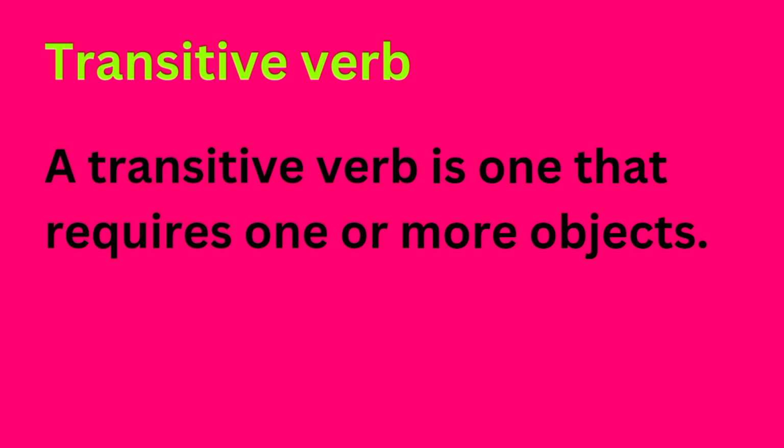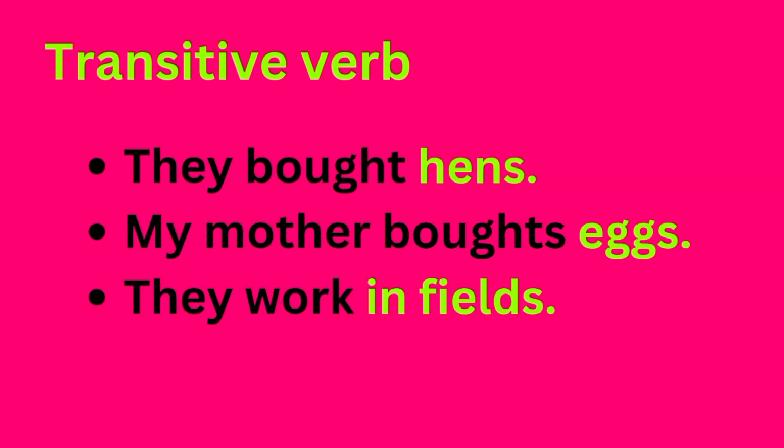Transitive verb. A transitive verb is one that requires one or more objects. For example, they bought hens. My mother bought eggs. They work in fields. In these sentences, hens, eggs, and fields are objects. These sentences need objects to convey their message meaningfully.